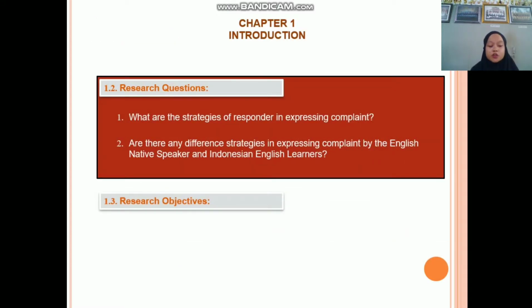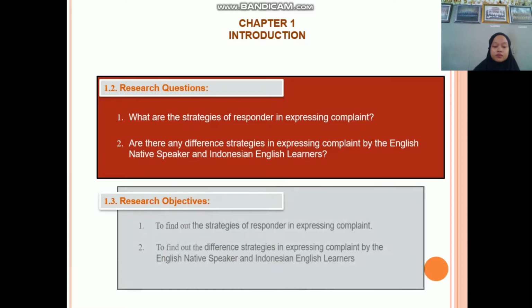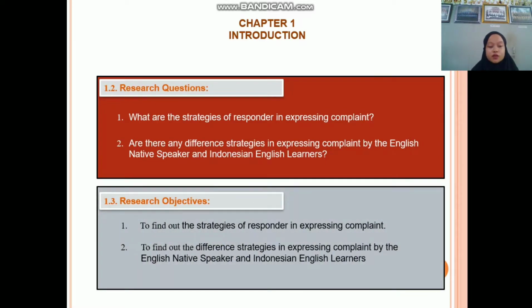In order to answer the research question, there are two research objectives. The first one is to find out the strategies of respondents in expressing complaint, and the second one is to find out the different strategies in expressing complaint by the English native speakers and Indonesian English learners.